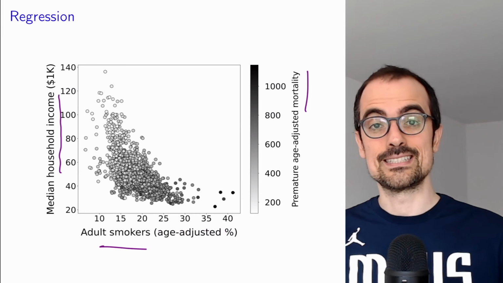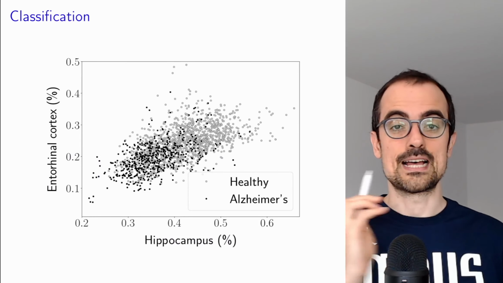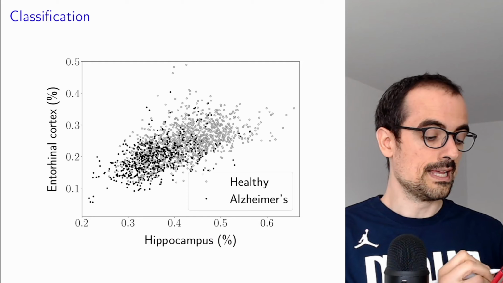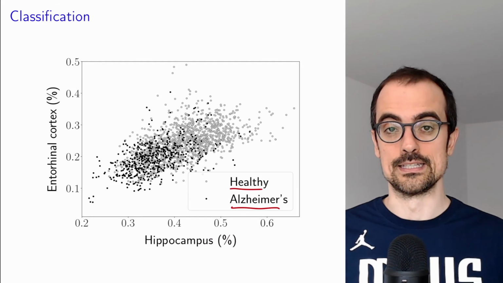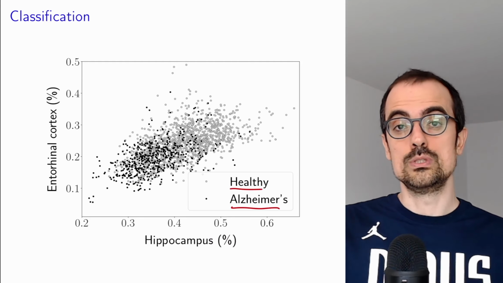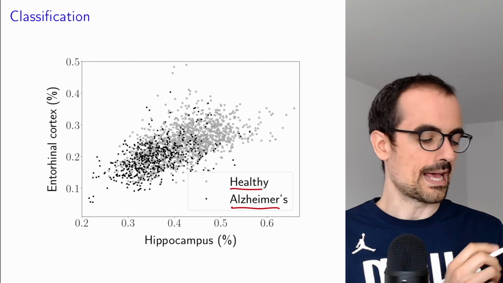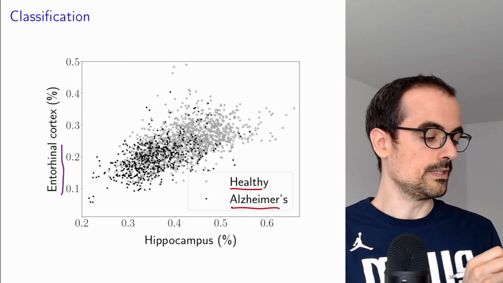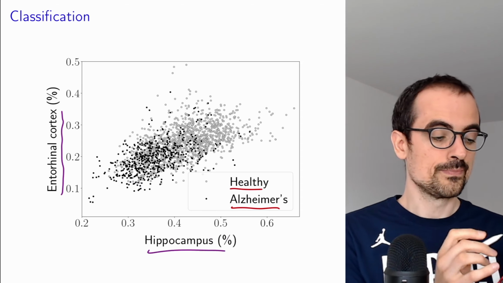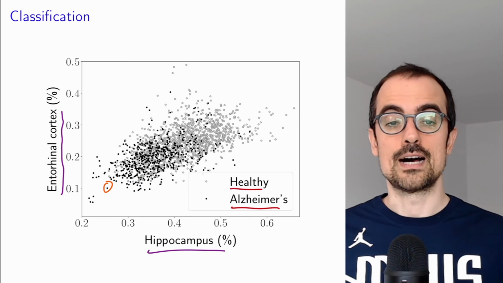In classification, instead, we have a number of predefined classes. So in this example, which we will discuss in more detail later on, there are two classes, which are healthy and having Alzheimer's disease. And our task is to assign these classes to data points based on multiple features. So just as in regression, we have several features. Here we have two features, which are the volume of the entorhinal cortex and the volume of the hippocampus. And in our data, we see the class assigned to different values of the features.